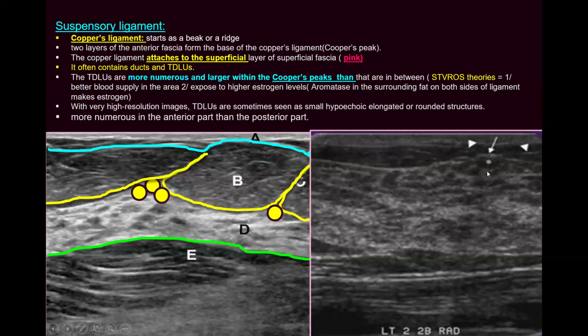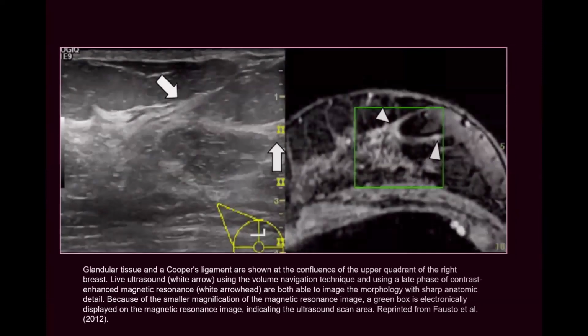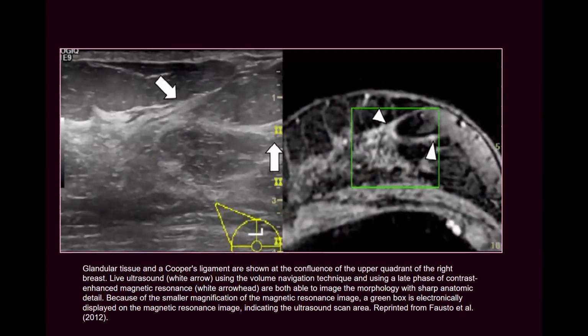As we mentioned before, the Cooper ligaments and the TDLUs are more numerous in the anterior half of the breast than the posterior half. You can see it here: they are more numerous anteriorly, but posteriorly there are far fewer TDLUs. Here you can see the Cooper ligament, and the gland going into the base of it.